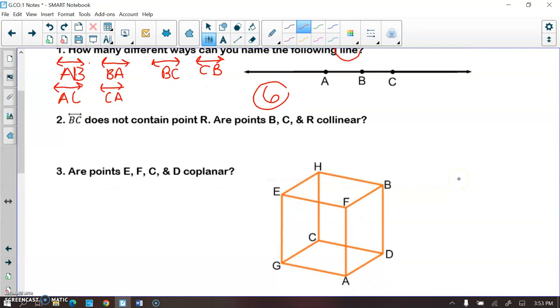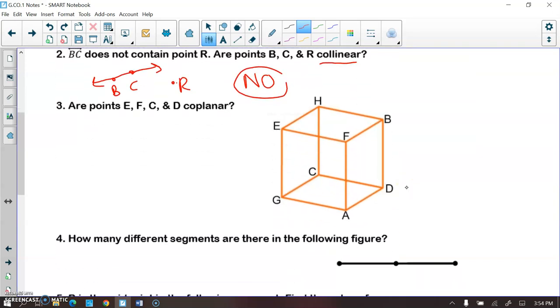BC does not contain point R. Are points B, C, and R collinear? Well, if line BC does not contain point R, that means that point R is not on that line. And collinear means that those points are on the same line. Well, if point R is not on line BC, then no, they are not collinear.